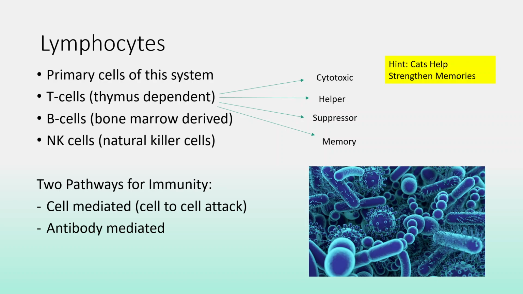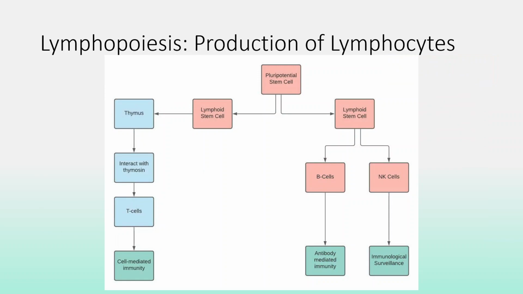So a mnemonic that I use to help me remember the 4 types, cytotoxic, helper, suppressor, and memory, is CATS help strengthen memories. It's also important to note that there are 2 pathways for immunity. One is the cell-mediated, a direct cell-to-cell attack, and the next one is antibody-mediated. Cell-mediated pathways always start first, and they trigger the start of the antibody-mediated pathway, which we'll look at in the further slides. So before we get started with that, where do lymphocytes come from?